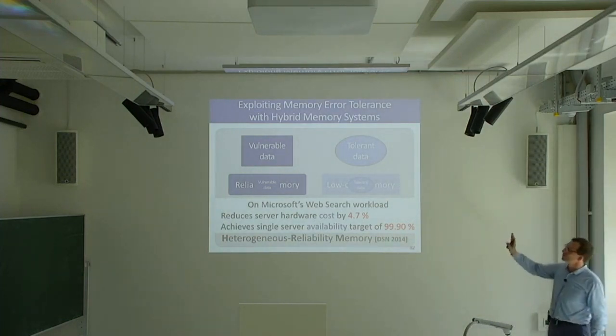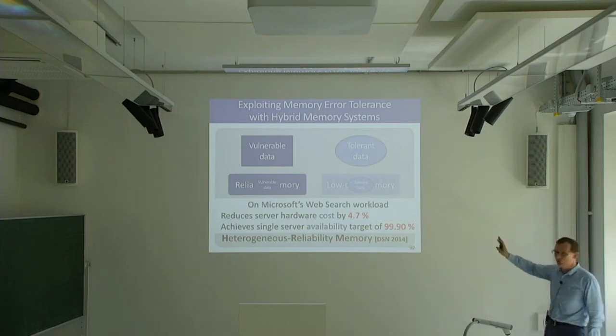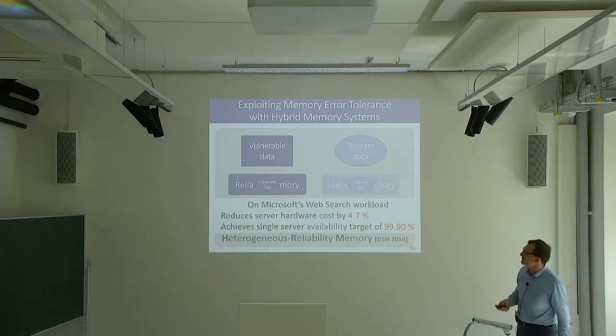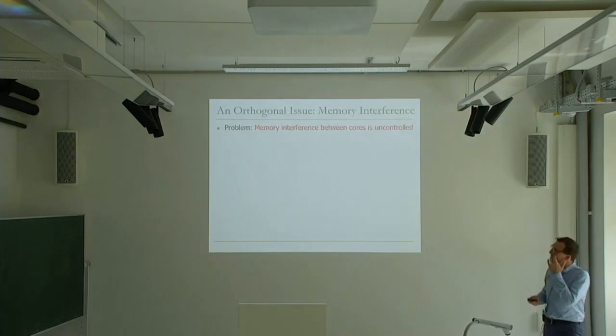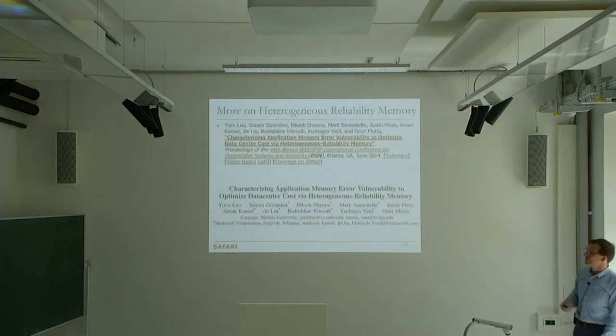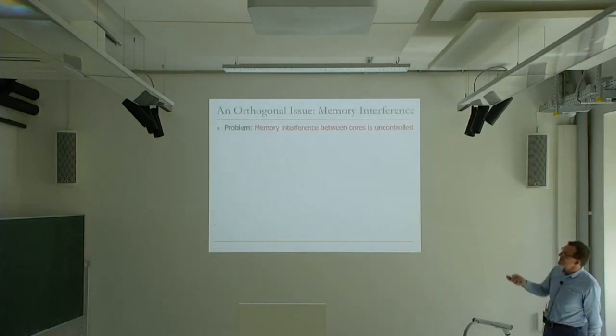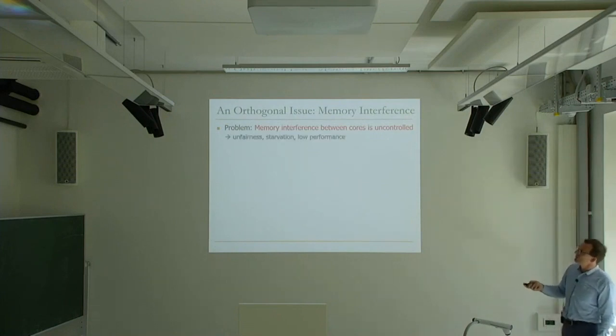But this is one example. I think there's a lot more to do in this direction because I think this is really scratching the surface. There are some other works building on this after that, but I think there's more to do. And this is the work that I mentioned over here. And we'll talk a little bit more about this. But that's one example of the hybrid memory. And as I said, memory interference is orthogonal.